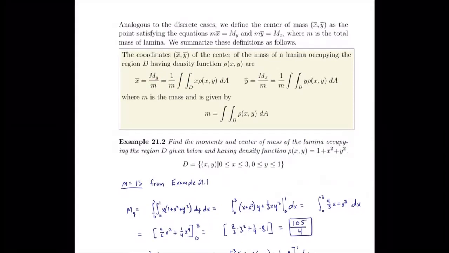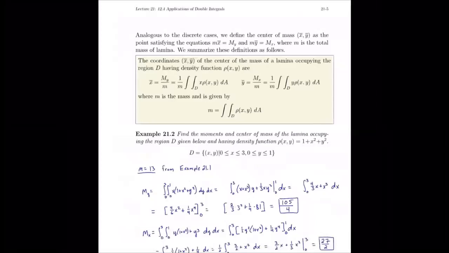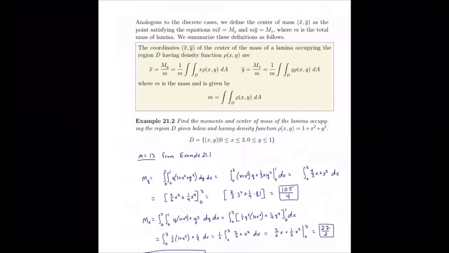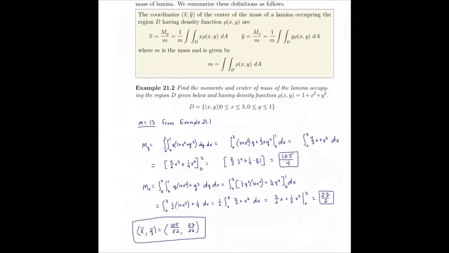Okay, so the example below recycles the problem we were given before, only now they ask us to find the moments and the center of mass of the lamina which occupies the region D, which again is the region we looked at in the previous example, just to simplify our work and shorten the time here. And given the same density function we saw in the previous problem. So this is the exact same lamina, only now we're asked to find its moment about the y-axis and the moment about the x-axis, as well as the center of mass. So the total mass was 13. That was from our previous example.